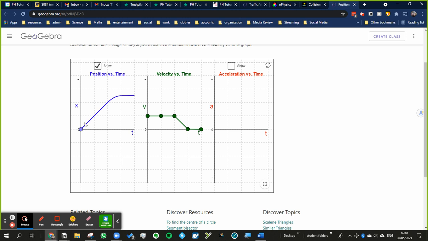So it's constant at the beginning. When it slows down, it starts to smooth out. And then when the velocity goes to 0, it goes flat on the distance time graph.